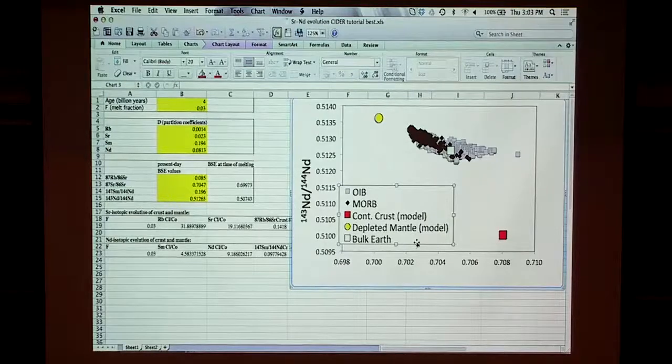Modern depleted mantle. That's right. Can I ask a question? Oh, no, you can't ask me a question. Can I ask them a question? Yes. Is the system completely described by the red, yellow, and blue dots?